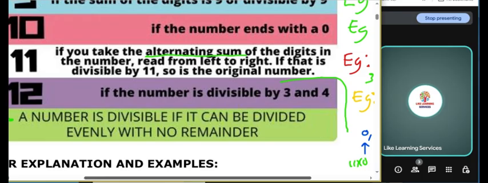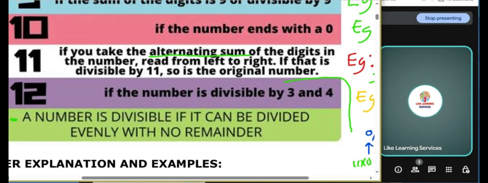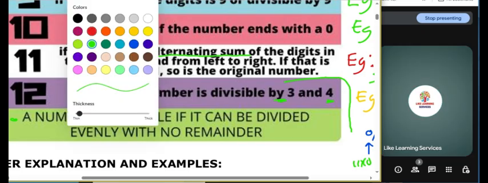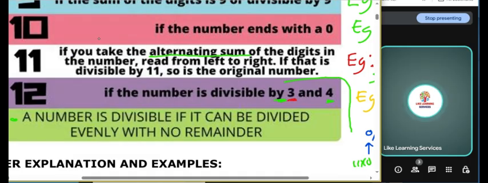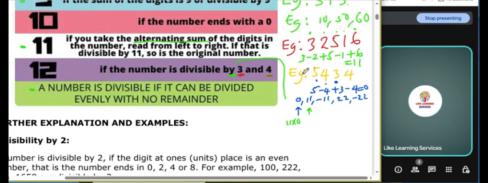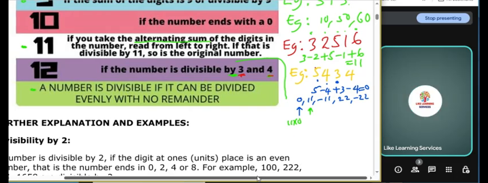All right. And for 12, if the number is divisible by 3 and 4, it is divisible by 12. You know, there are many examples. Once the number can be divided by 3 and divided by 4, it's divisible by 12. Okay, this is what I want you to do very quickly. Are you ready?